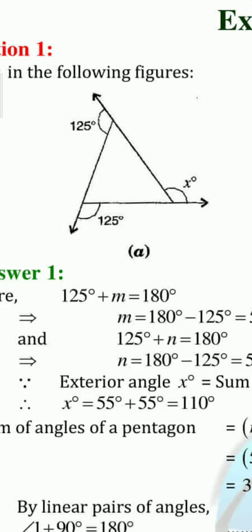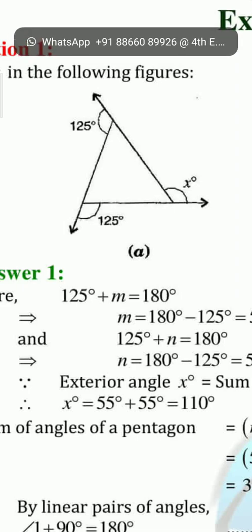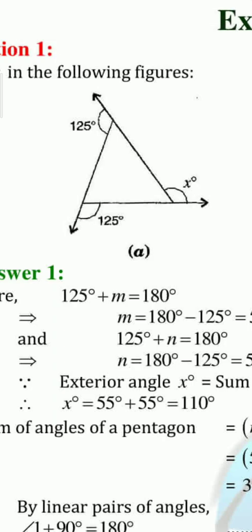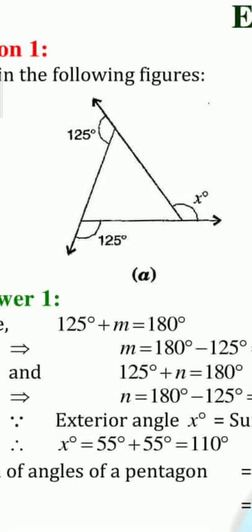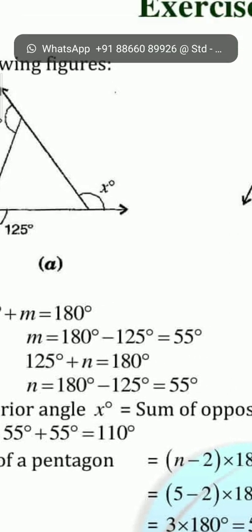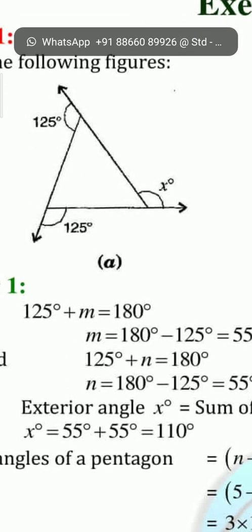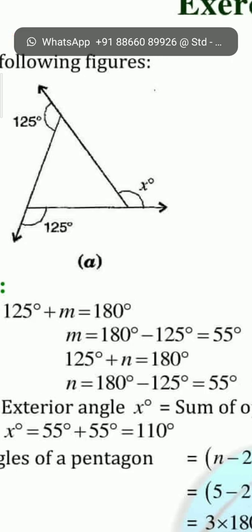The other method you can follow is, you can see linear pairs are formed, and the total of a linear pair, as you know, what property? Yes, the linear pair property, it should be 180 degrees. The addition of both the angles together should be 180 degrees. Now if you take this first angle, 125 is given, so the interior will be 180 minus 125, that is 55. Similarly, the next one also you'll get the interior angle as 55.